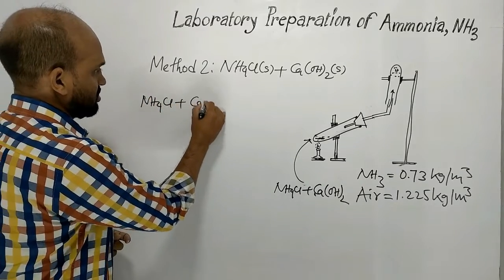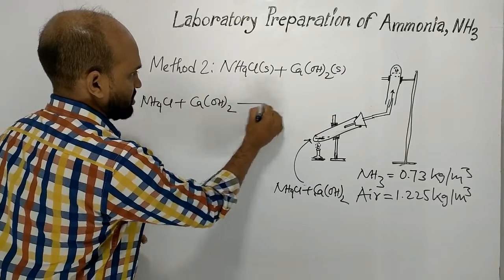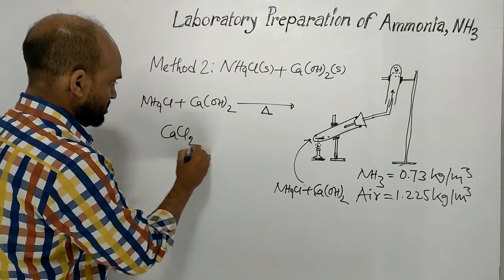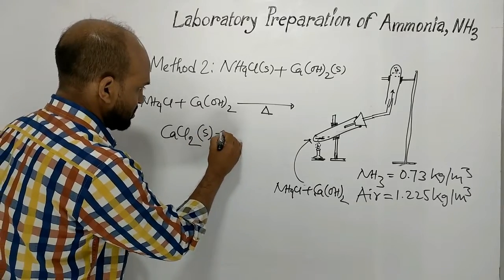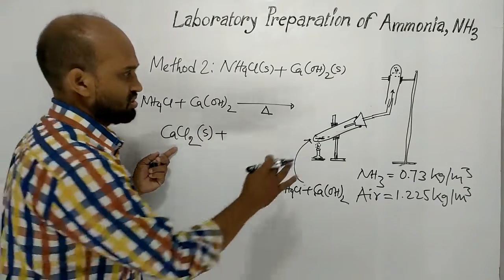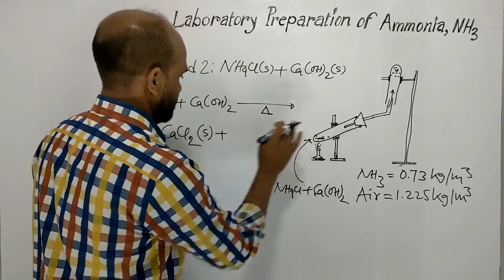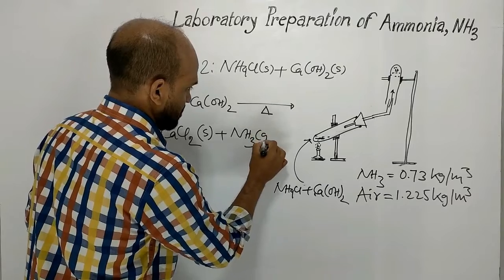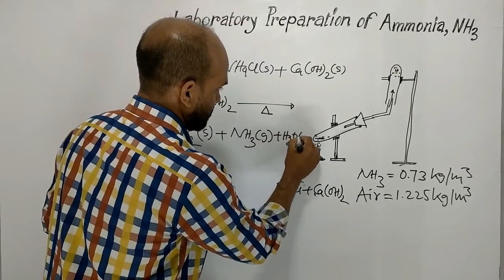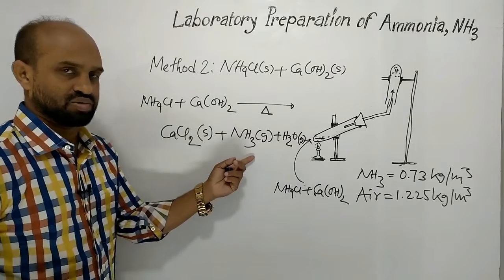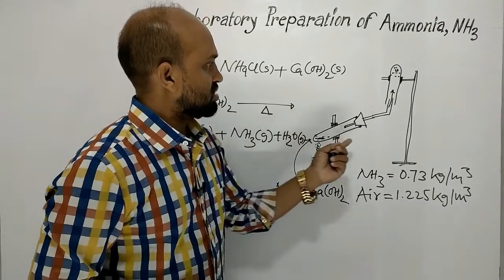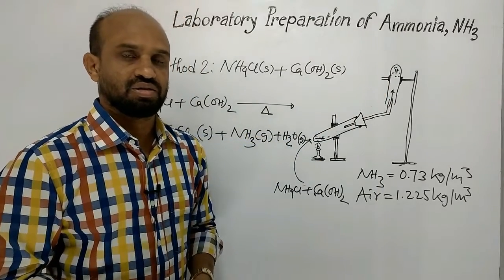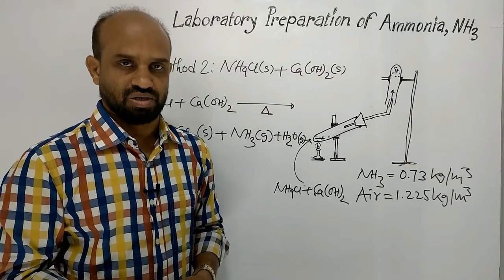Ammonium chloride, calcium hydroxide. Then calcium chloride is formed, which is solid, and it remains inside this test tube. And two gases, ammonia gas and water vapor are formed. This mixture goes to this test tube where it is collected by downward displacement of air.